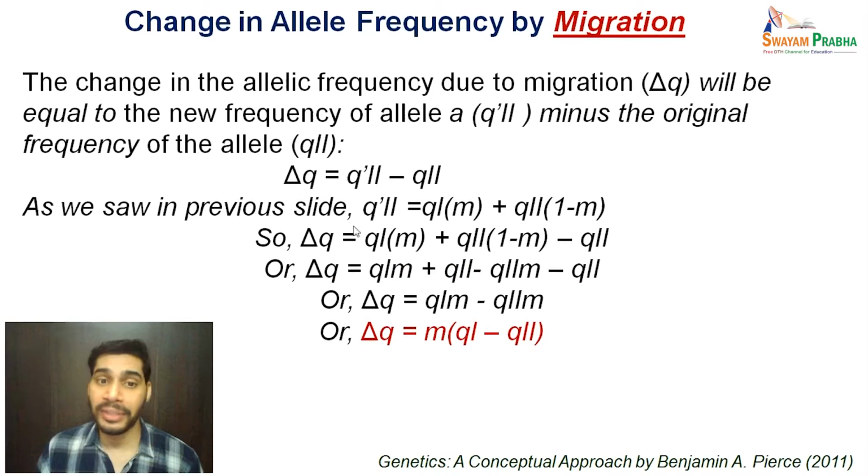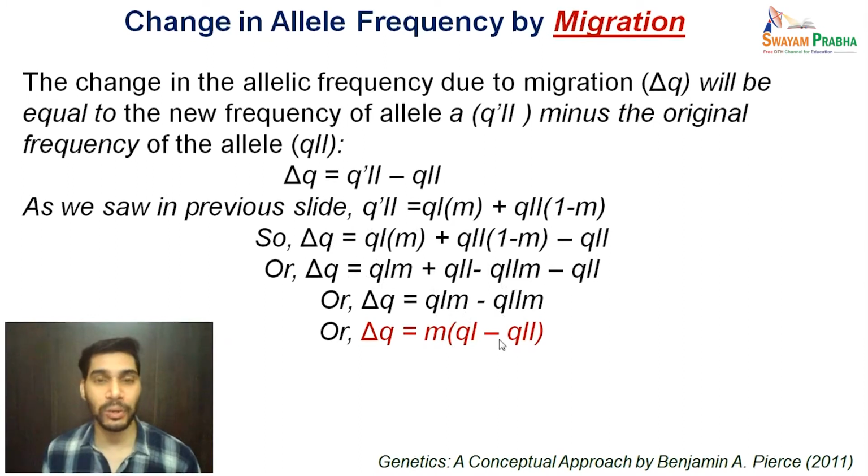As we saw in the previous slide, Q dash 2 is given by Q1M plus Q2 times 1 minus M. So we replace this value of Q dash 2 in this equation. It comes out to be like this. If we simplify it, delta Q equals Q1M plus Q2 minus Q2M minus Q2. Nullifying the plus Q2 and minus Q2, delta Q comes out to be Q1M minus Q2M, or delta Q is given by M times Q1 minus Q2.